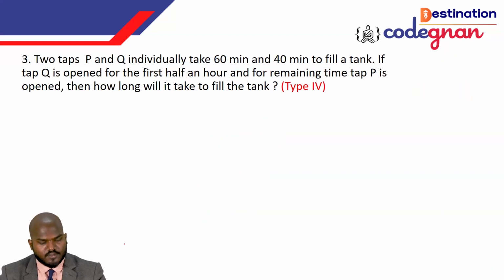There are two taps, P and Q, which individually take 60 minutes and 40 minutes to fill the tank. If tap Q is open for the first half an hour and for the remaining time tap P is open, how long will it take to fill the tank? That is the question. So there are two taps, P and Q. One takes 60 minutes and the other takes 40 minutes to fill the tank.